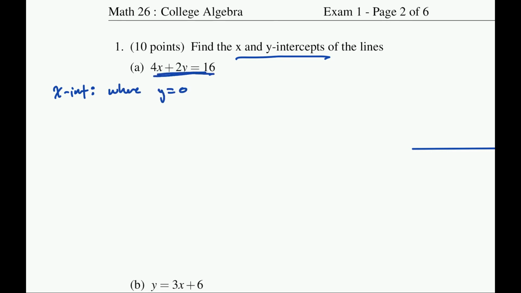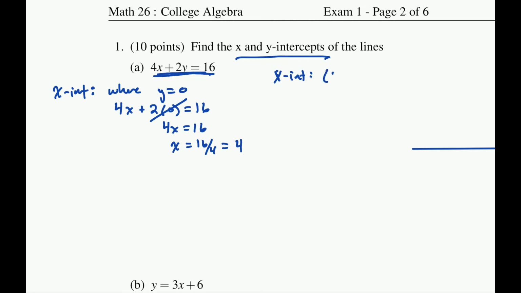You take the equation 4x plus 2y equals 16, and you plug in y equals 0. So 4x plus 2y, but y is 0, equals 16. Well, 2 times 0 is 0, so this is gone, and then you have 4x equals 16. Then you divide both sides by 4, and you get x equals 16 over 4, which is 4. So that's the x-intercept.